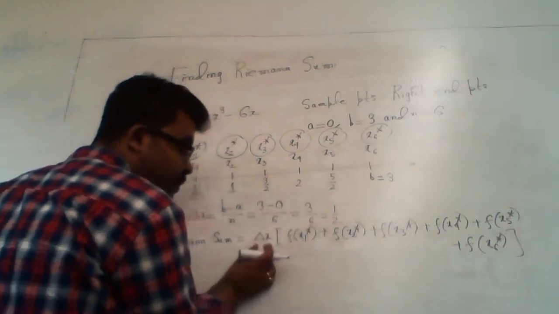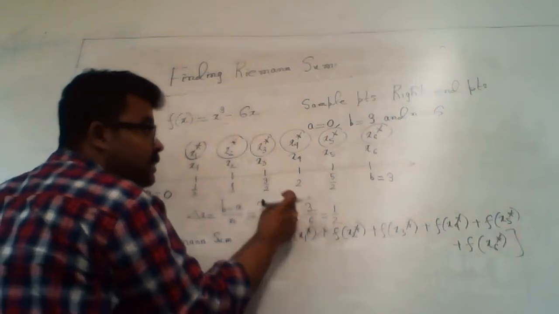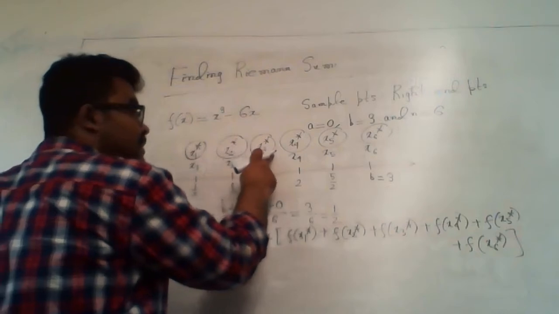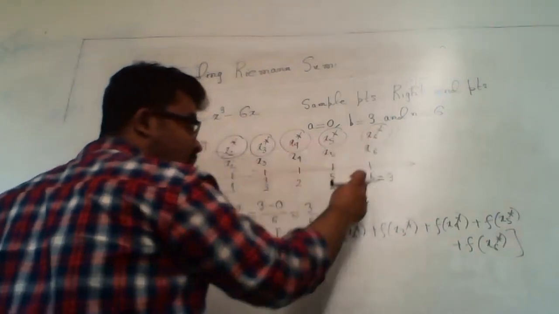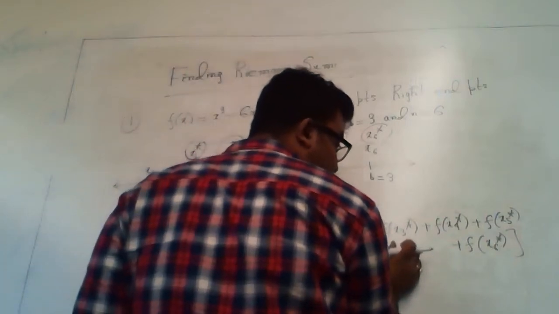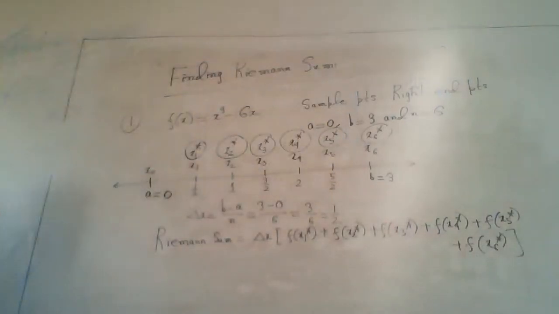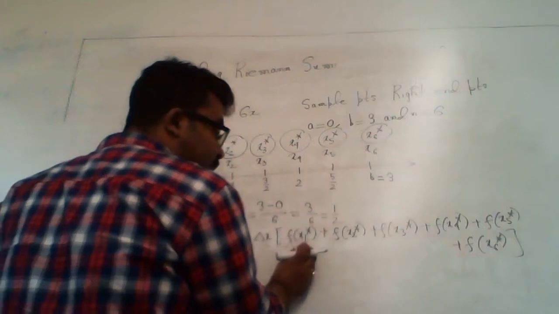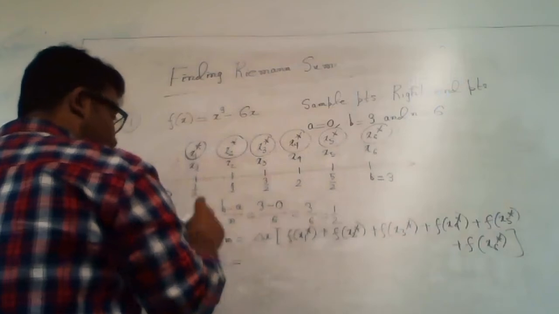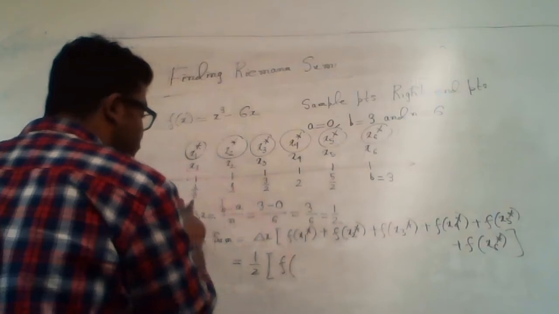Basically you need to multiply the width with the value of the function at each of the sample points. So my sample points here are x1 star, x2 star, x3 star, x4 star, x5 star and x6 star. So I'm now doing f of x1 star plus f of x2 star, f of x3 star, f of x4 star, f of x5 star, f of x6 star. So width times the value of the function at each of the sample points. So the width is what? The width here is half, times my first sample point is half.